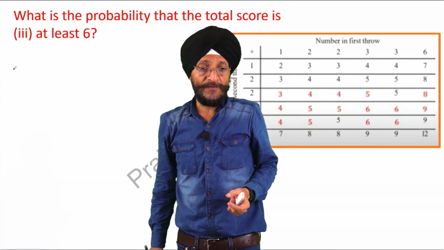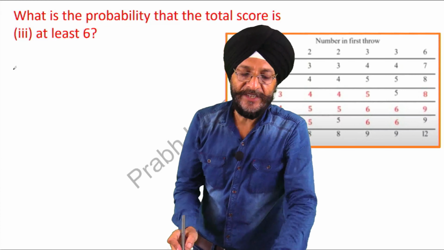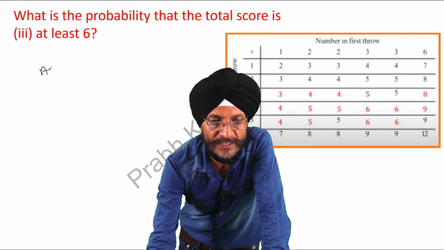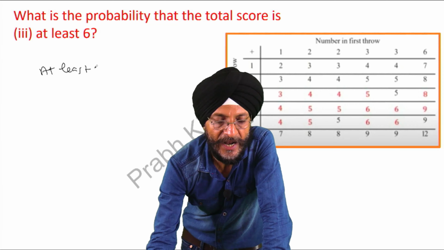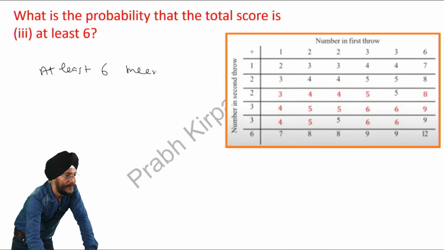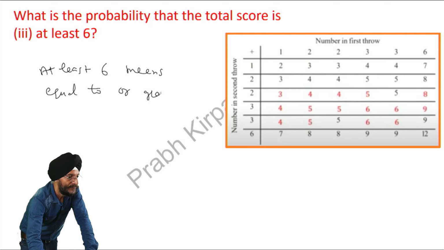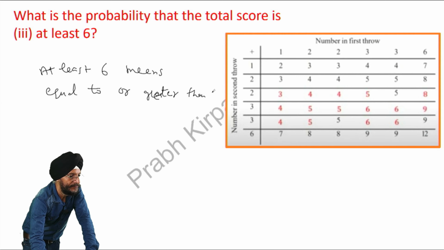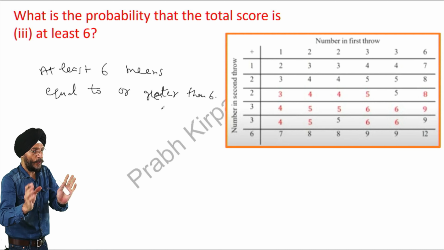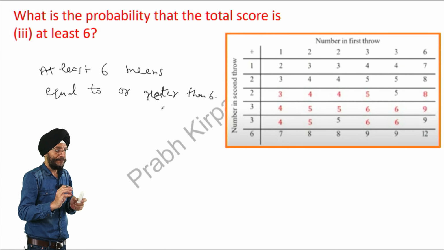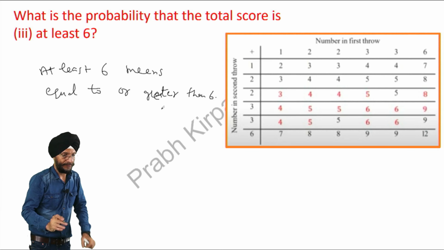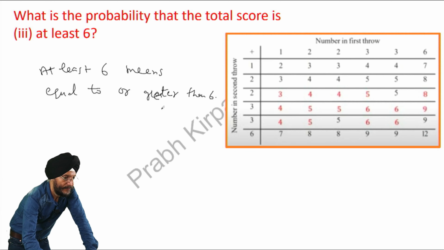Now, what is the probability that the total score is at least 6? What is the meaning of at least 6? At least 6 means equal to or greater than 6. That the total score must be 6 or more than 6. At least 6. Equal to 6 or more than 6.